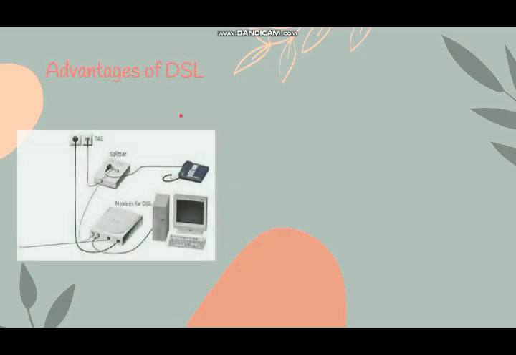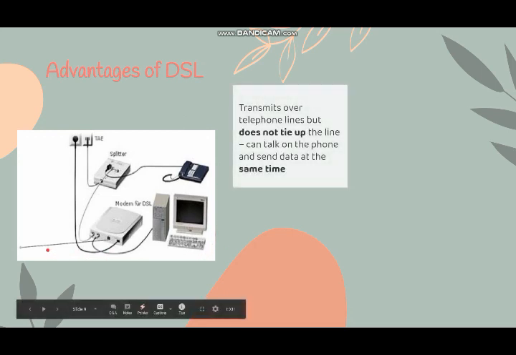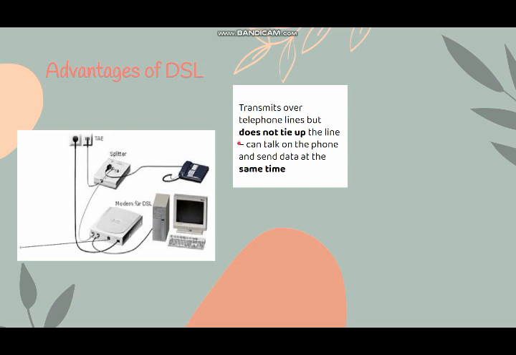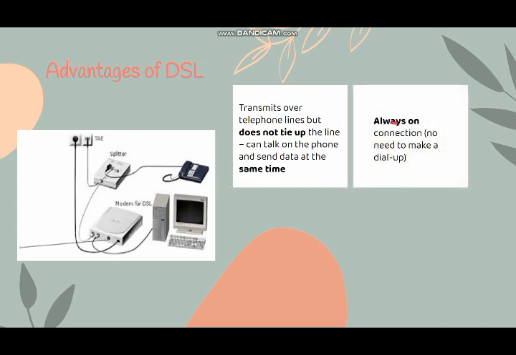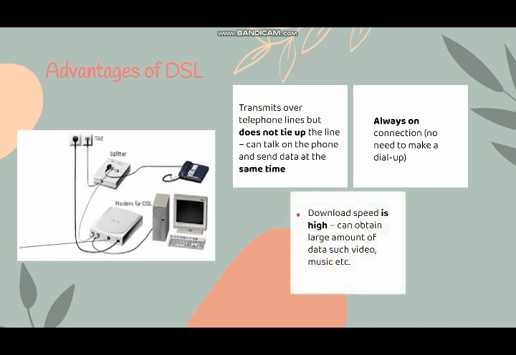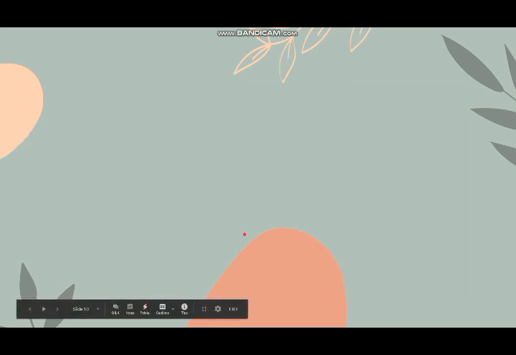Now let's move on to advantages of DSL. So one of the advantages of DSL is the connection transmits over telephone lines but does not tie up the line, meaning that you can talk on the phone and send data at the same time. Second advantage of using DSL is the connection is always on, meaning that you don't have to make a dial up and you can save your time. And the last advantage of using DSL is the download speed is high. Therefore, you can obtain large amounts of data such as video, music, and etc.